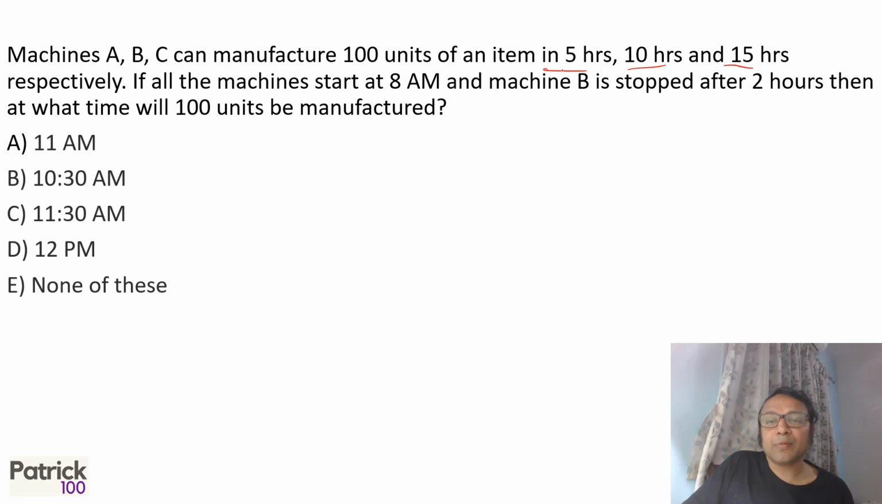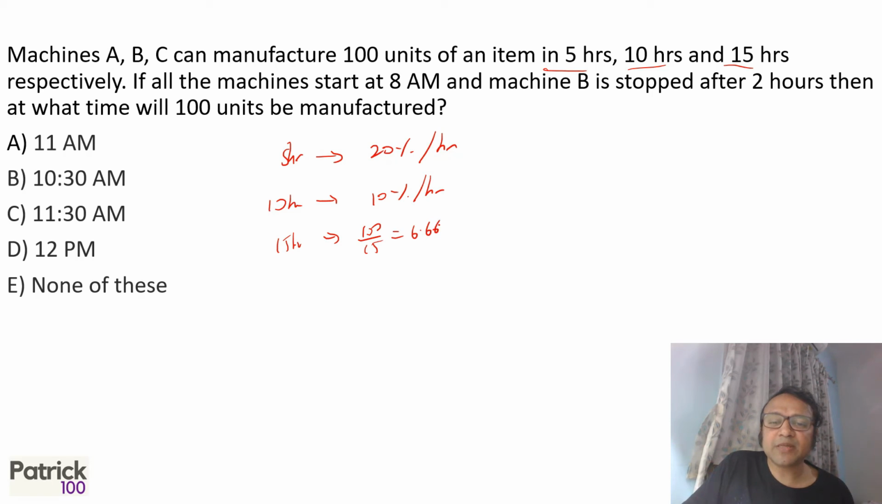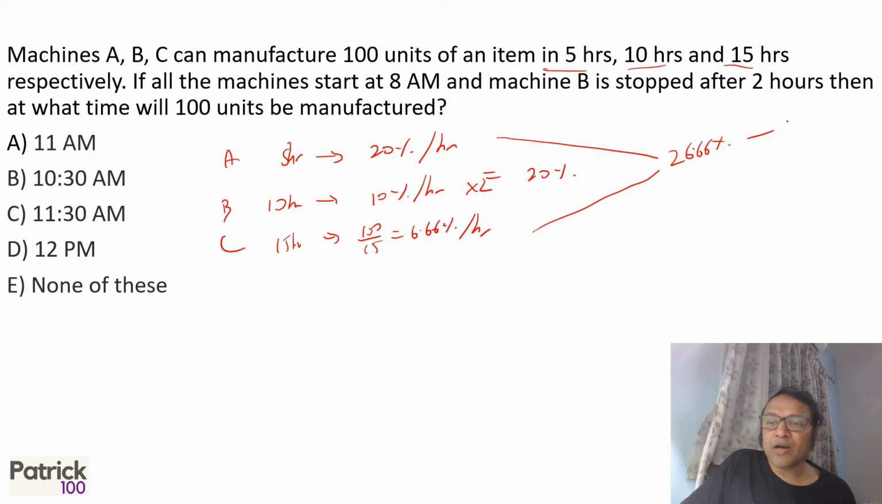Now if you look at the percentage method, when you say 5 hours, it means you complete 20% per hour. 10 hours is basically 10% per hour, and 15 hours is basically 100 upon 15, which is 6.66% per hour. Here he works for 2 hours, A, B, C. B works for 2, which means he does 20% of the work. So the rest 80% of the work is done by A and C, which is 26.66% per hour. So 80% in how many hours? If you solve it, you get 3 hours. 26.66 into 3 gives you 80.